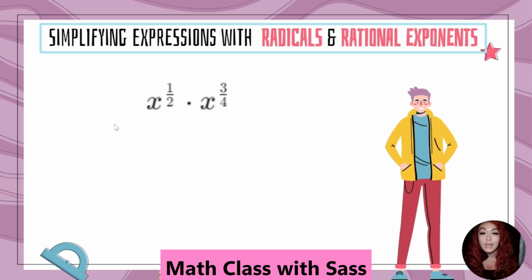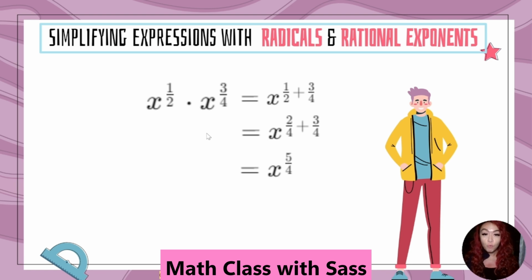x to the 1/2 times x to the 3/4. We're going to use the product of powers rule. This becomes x to the 1/2 plus 3/4. Again, like I said, if you don't want to add or subtract fractions by hand, just use the calculator and put in 1/2 plus 3 over 4. I'll show you how to do it by finding a common denominator. We can rewrite this as x to the 2 over 4 plus 3 over 4, which becomes x to the 5 over 4. And now we can rewrite this in radical form as the 4th root of x to the 5th.